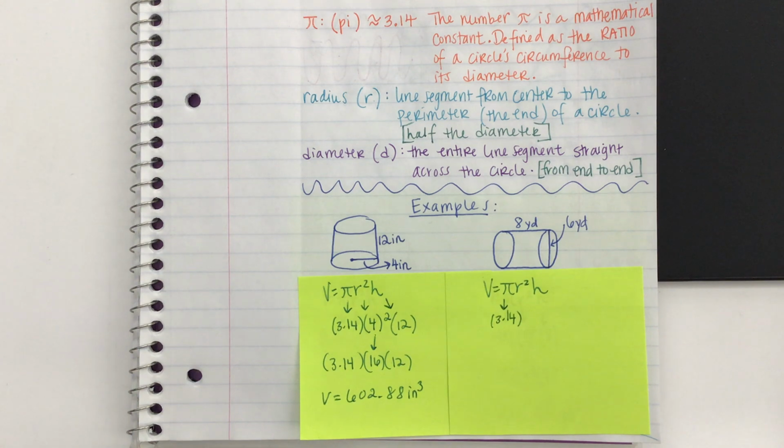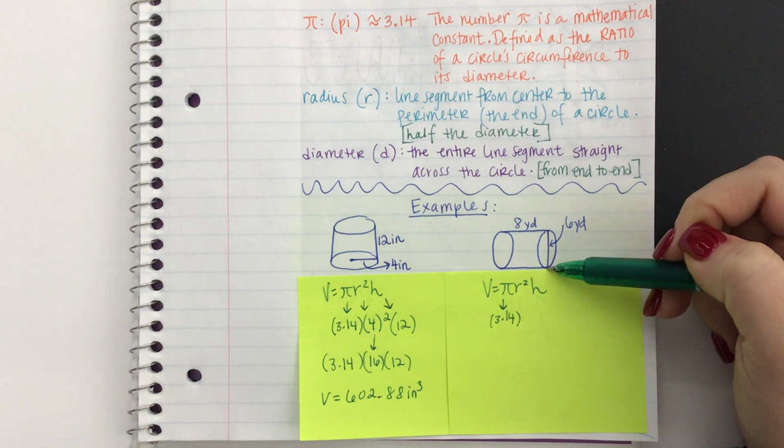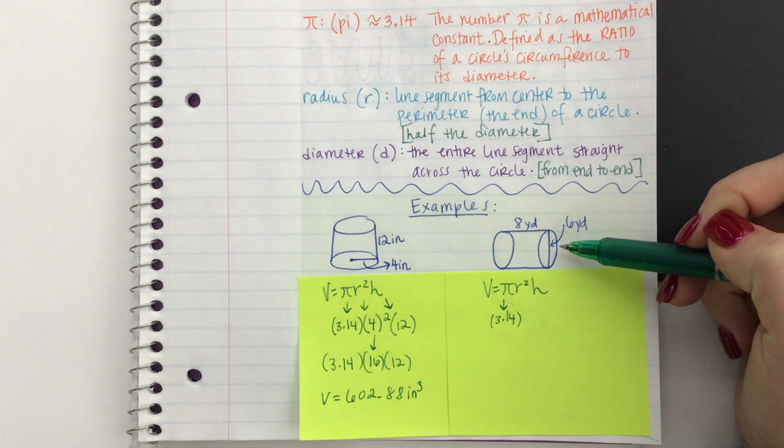Looking at this example, I need my radius. I kind of tried to trick you here, because I gave you the entire line, which means this is the diameter, and I don't need the diameter, I need the radius. So how do I find the radius?